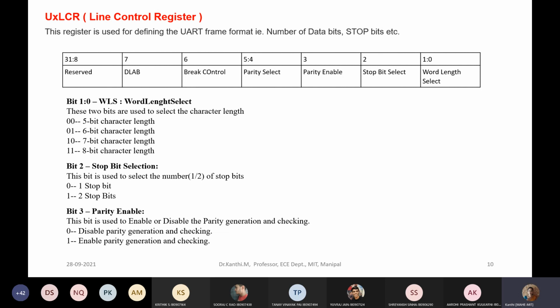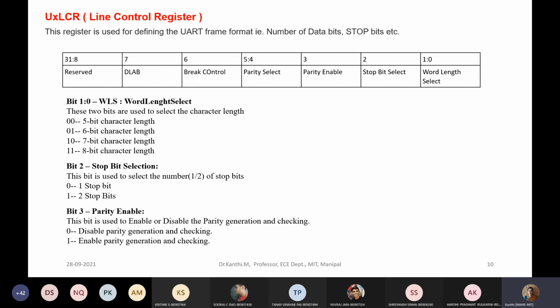Another important register is the line control register. This line control register is used for defining the frame format, your packet, whatever format you are going to transmit or receive. The format of the UART.